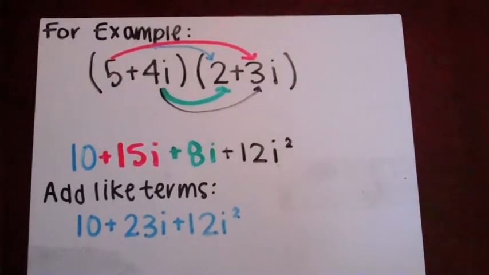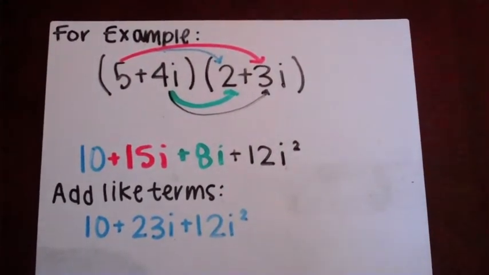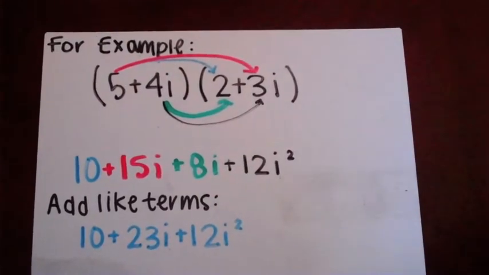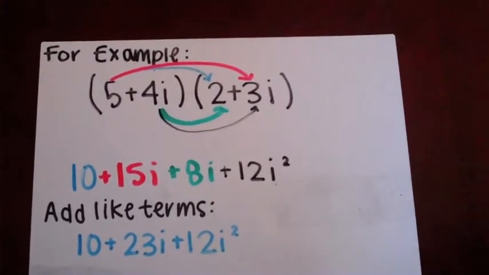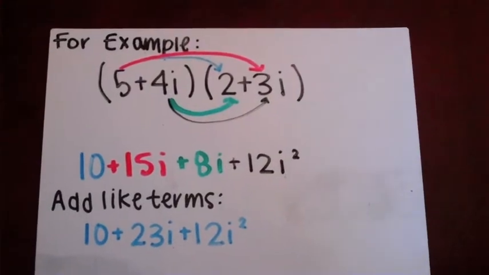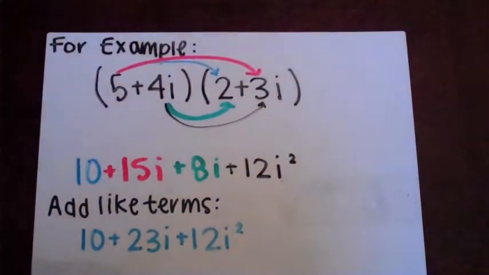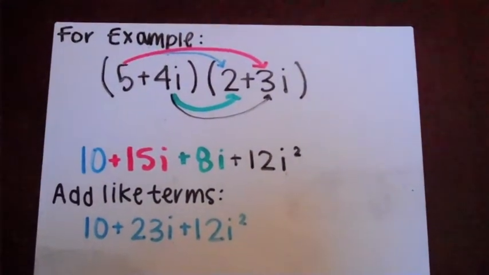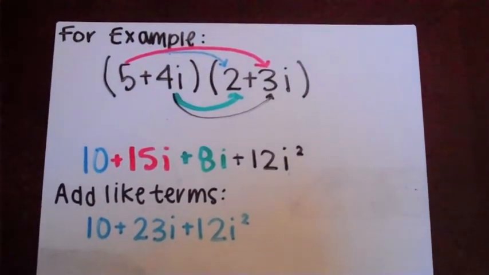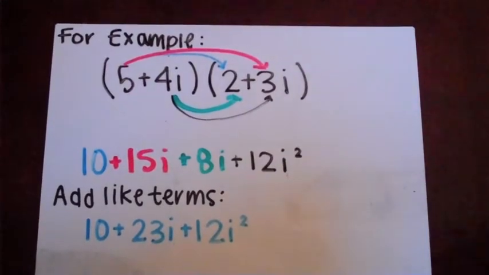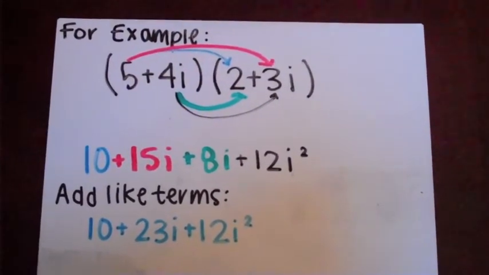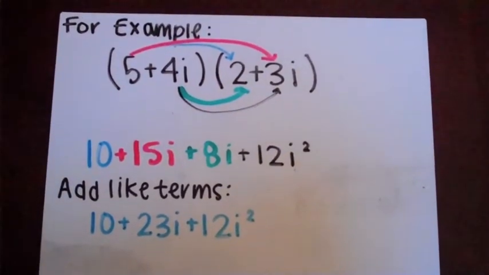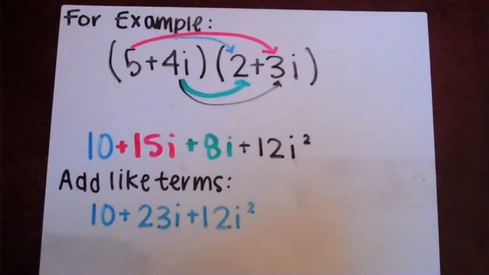First, you multiply the first two numbers, which would be 5 and 2, which will give you 10. Then you multiply the two outer numbers, which would be 5 and 3i, which will give you 15i. Then you multiply the inner two numbers, which would be 4i and 2, and you'll get 8i. And then you multiply the last two numbers, which are 4i and 3i, which will give you 12i squared.